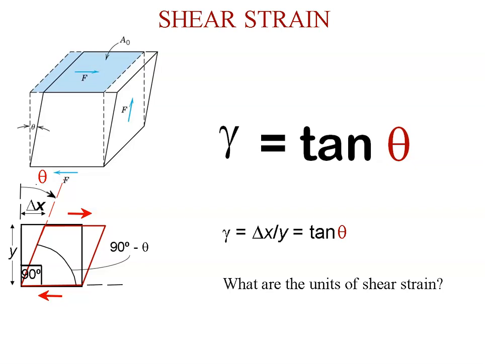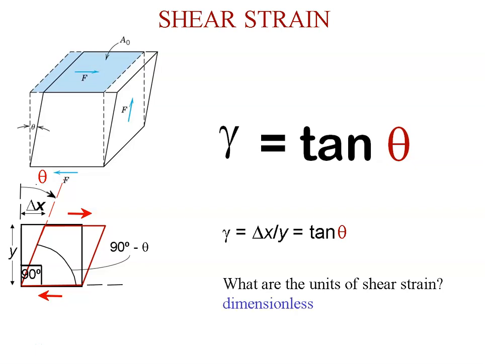The linear amount of deformation, delta x, is not a good measure of the shear strain. However, if you normalize that by the height of the sample, then gamma, the tangent of theta, is a good measure of the shear strain, and that's the measurement that we adopt. What are the units of shear strain?